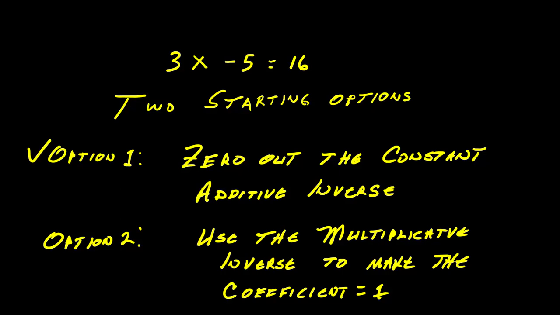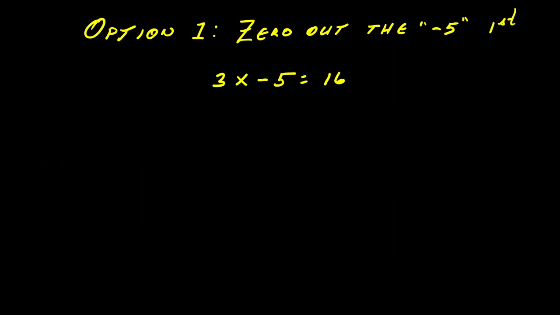By zeroing out that -5, it just leaves us with a simple multiplication problem. That's by far the easiest thing to do. Option number 2, converting that 3 to a 1. You know how to do that, but it complicates things just a little bit. It's doable, but not nearly as easy as zeroing out that -5. So let's start with option 1, the easy way to go. We'll zero out the -5 first, and then follow through the rest of the solution.